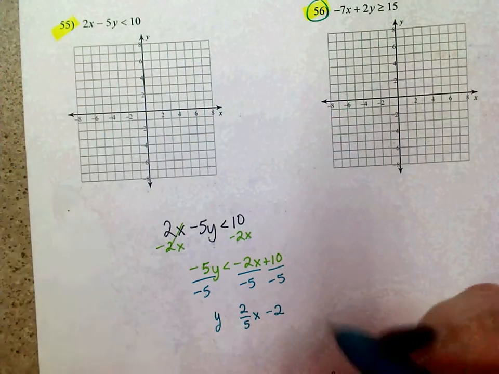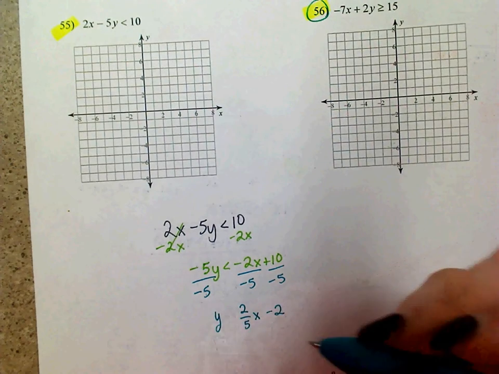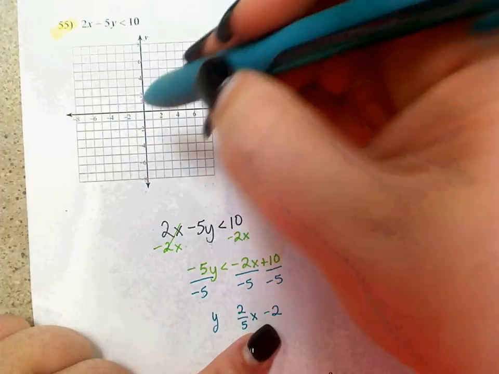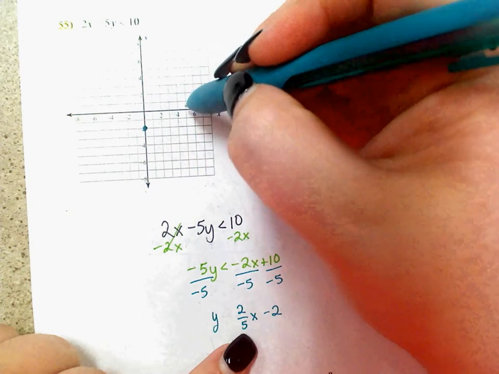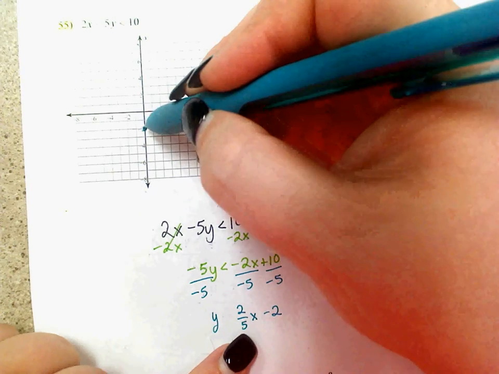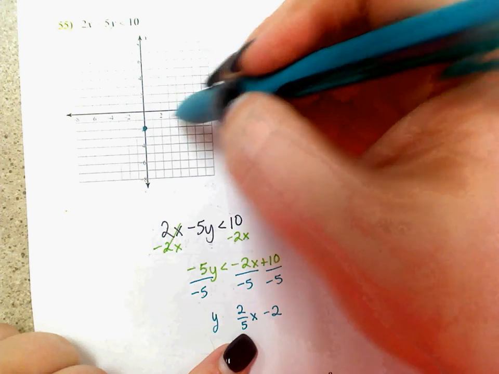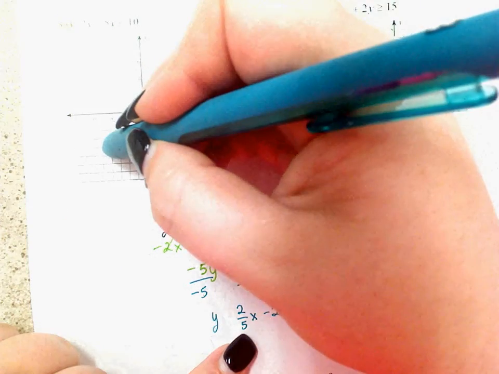If this is an equal sign, then I would just graph the y-intercept, which is negative 2, and the slope is 2/5, up 2 over 5. To go up 2 and to the right 5 is the same thing as to go down 2 and to the left 5.